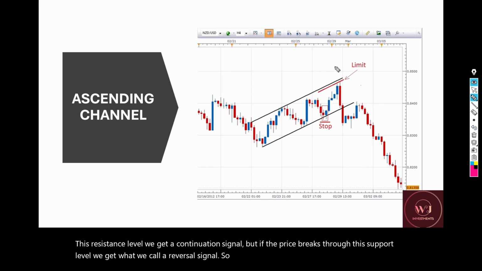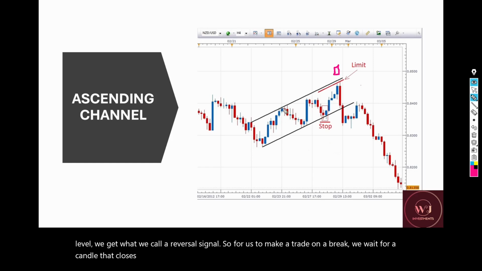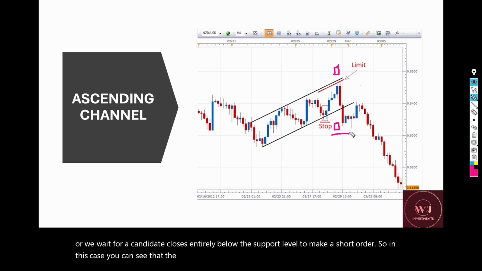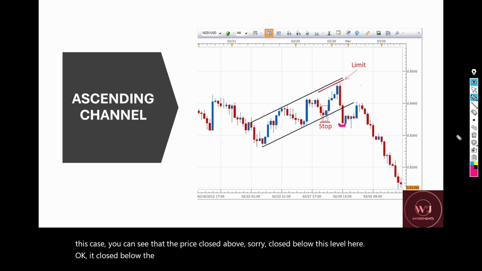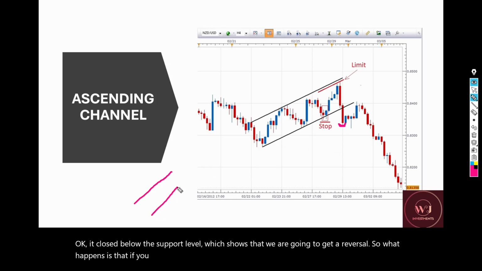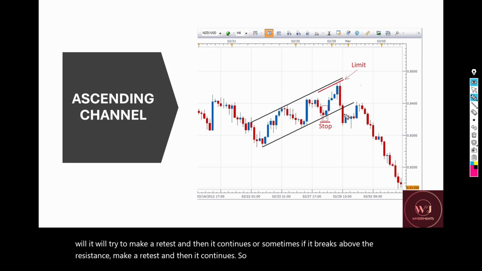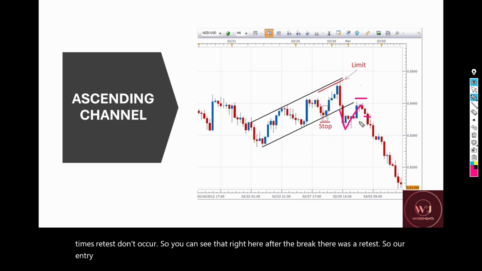For us to make a trade on a break, we wait for a candle that closes entirely above this resistance line, or we wait for a candle that closes entirely below this support level to make a short order. In this case, you can see that the price closed below this level here. It closed below the support level, which shows that we are going to get a reversal. What happens is that when the price breaks below the support, it will try to make a retest and then continue. Or sometimes if it breaks above the resistance, it makes a retest and then continues. Sometimes retests occur, and at other times they don't. You can see that right here after the break, there was a retest. So our entry point would have been here with a stop loss.